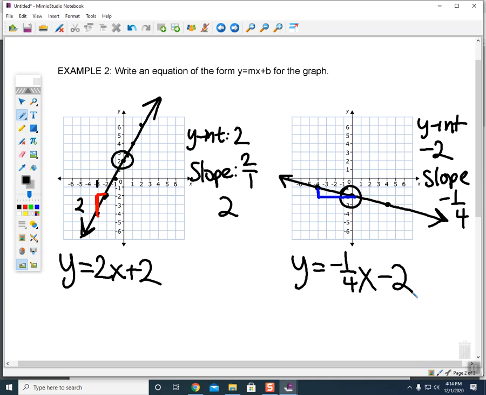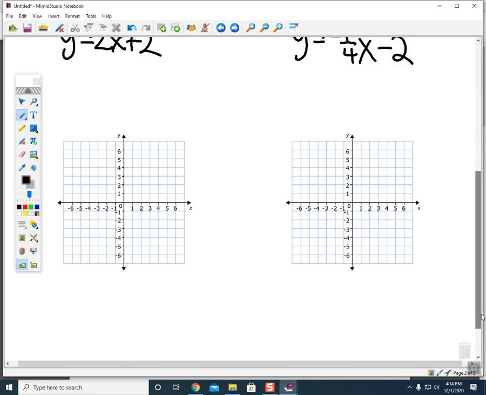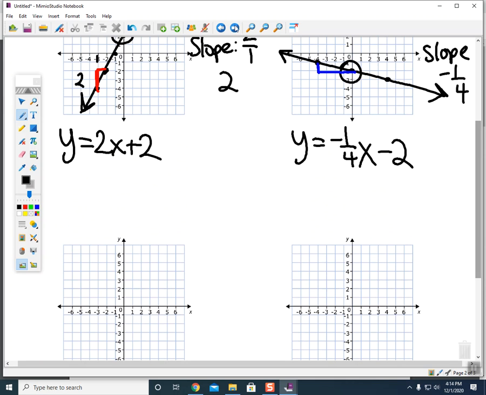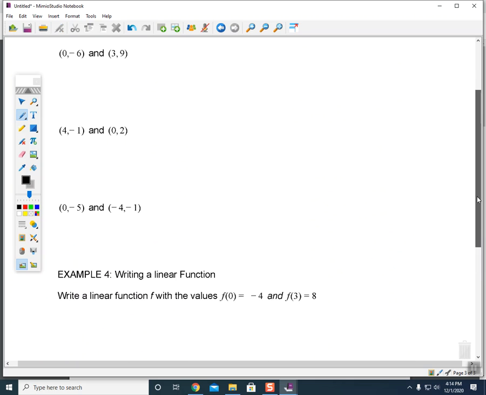Okay, there's 2 more graphs on here, so go ahead and choose your own 2 lines and figure out what the equations of those lines will be. We're going to move on to the next page, though.